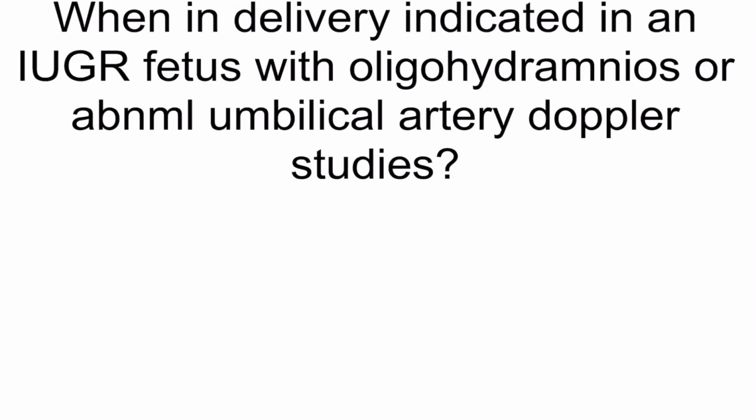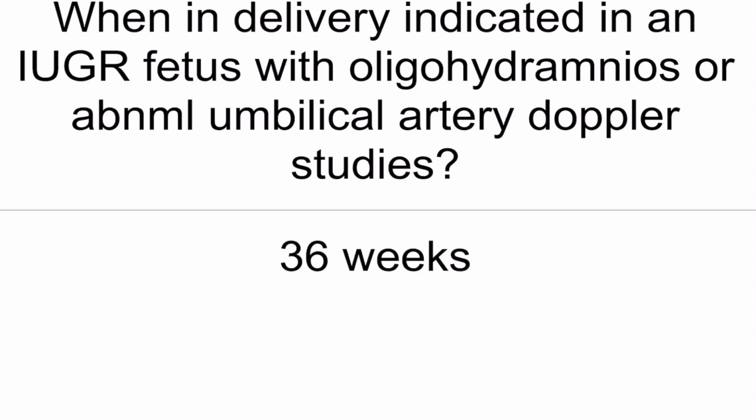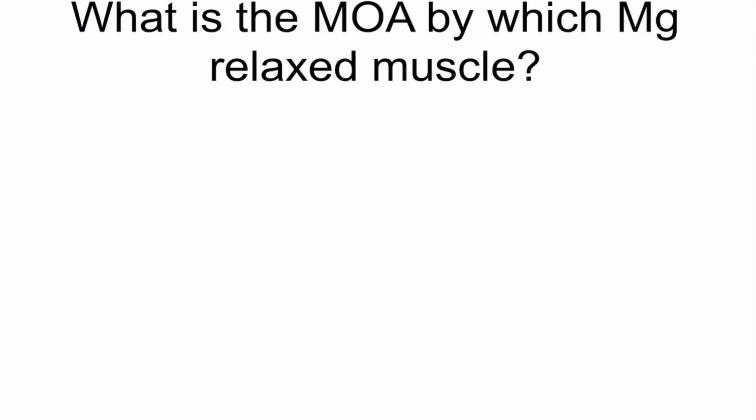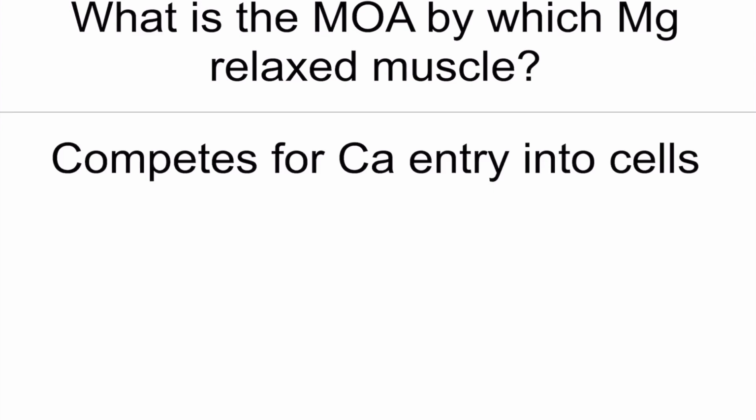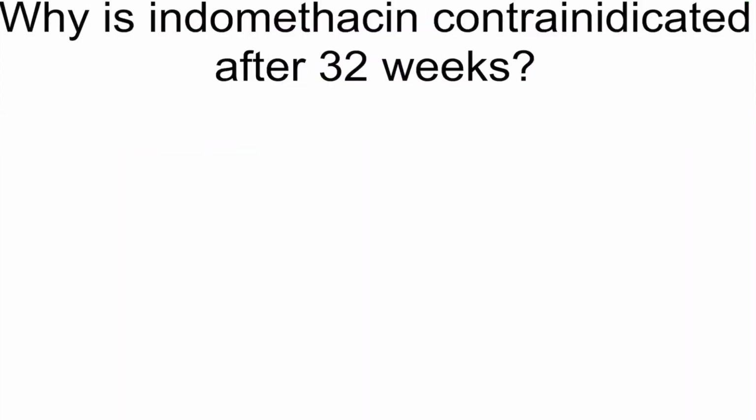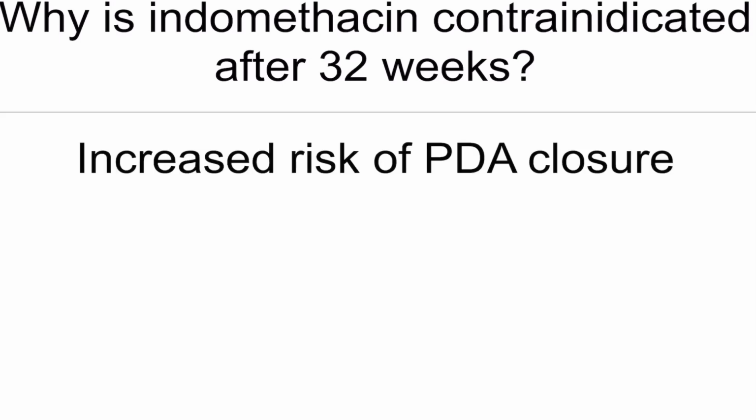When is delivery indicated in an intrauterine growth retardation fetus with oligohydramnios or abnormal umbilical artery Doppler studies? 36 weeks. What is the mechanism of action by which magnesium relaxes the muscle? Competes for calcium entry into the cells. Why is indomethacin contraindicated after 32 weeks? Increased risk of PDA closure.